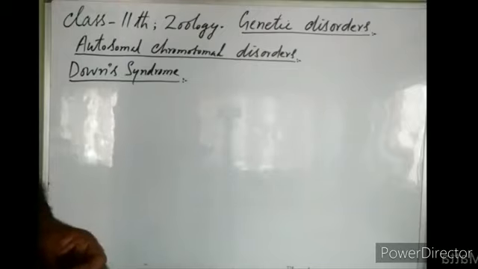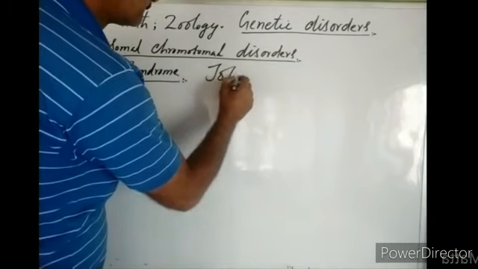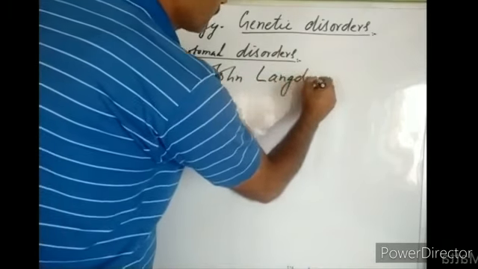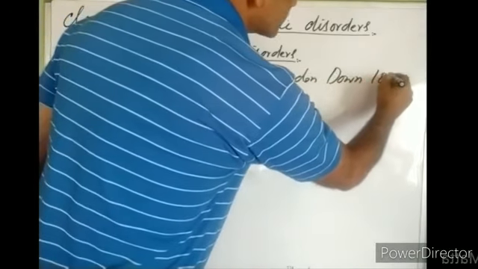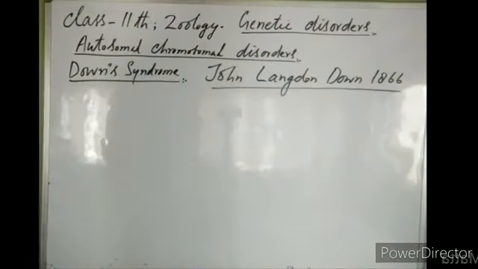Down syndrome was first reported by John Langdon Down in 1866. For that reason, it is known as Down syndrome.